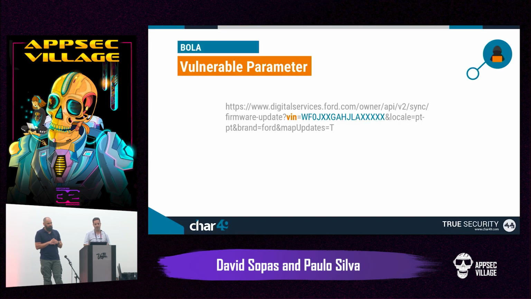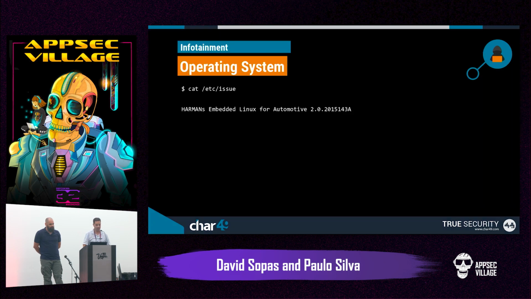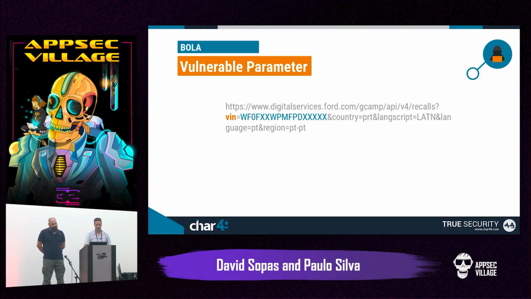Firmware update is still a work in progress, because on this specific request we get information from firmware. Not only that, we can download it and unpack it. What we did was mount it on my operating system, and I noticed what operating system was running on the infotainment. It was Armand's, but I didn't check for more information so far. I was focused on the API stuff, so I moved forward.